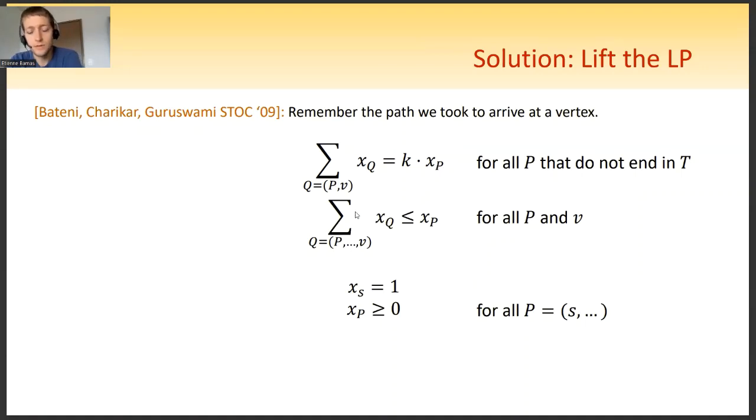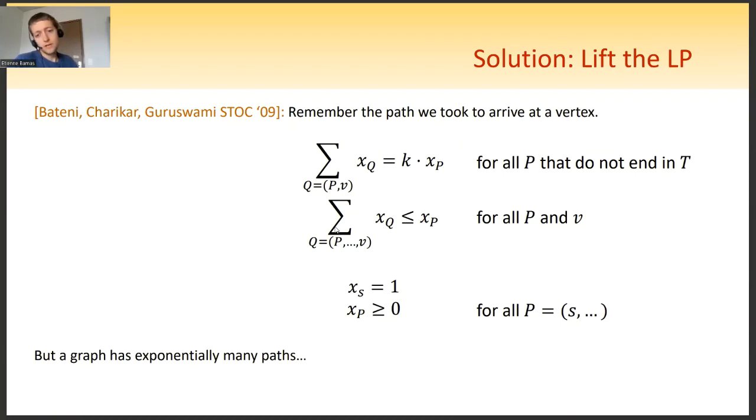Then you also have natural capacity constraints. If I look at any path P that ends at a vertex V, then I should look at all the paths Q that contain P as a prefix and end at V. Then the sum of all these paths Q should be at most how much I took the path P. So it's a natural capacity constraint. I'm sure you can convince yourself that integral arborescences satisfy all these constraints. So this is indeed a relaxation of the problem.